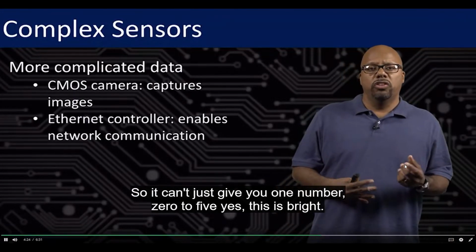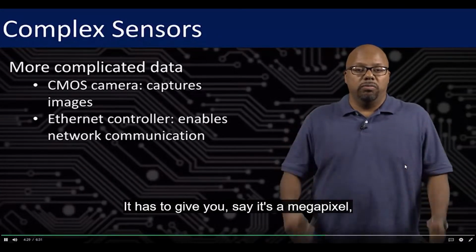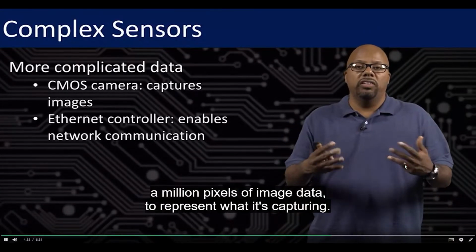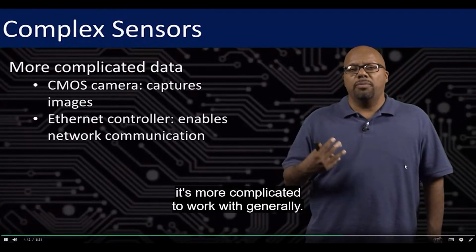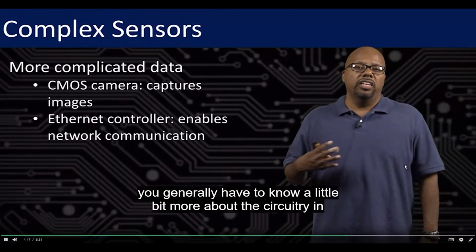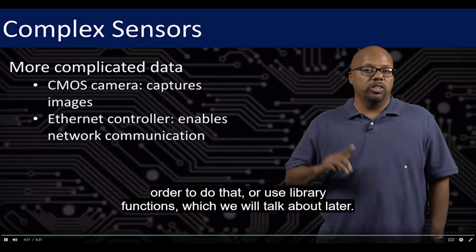So it can't just give you one number, 0 to 5. Yes, this is bright. No, it's not. It has to give you, say it's a megapixel, 1 million pixels of image data to represent what it's capturing. So this is a sensor. It's still receiving data from the outside world, but it's a much more complicated sensor. So there's a lot more data to receive, and it's more complicated to work with generally. Now, we can still work with them, but you generally have to know a little bit more about the circuitry in order to do that, or use library functions, which we'll talk about later.